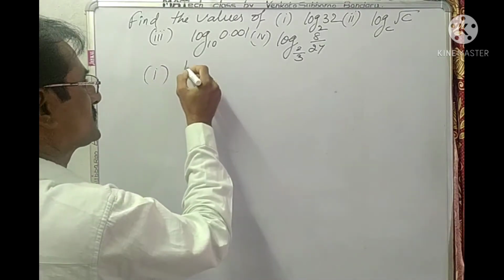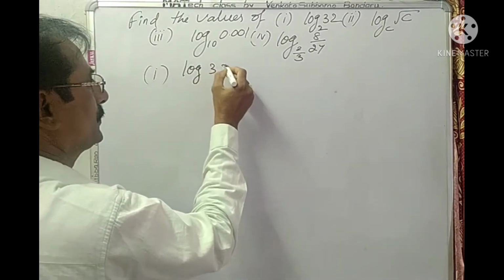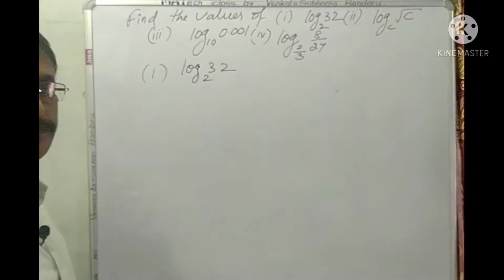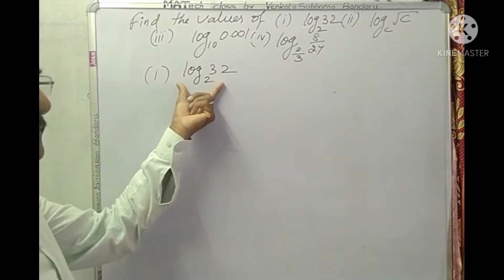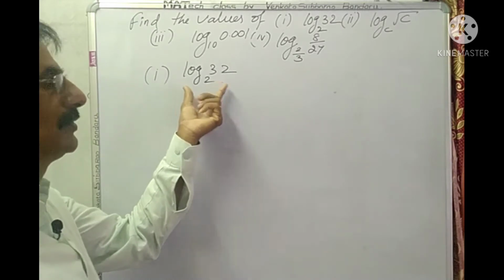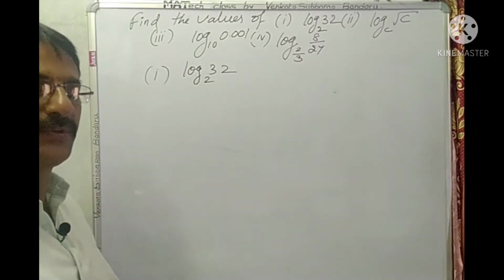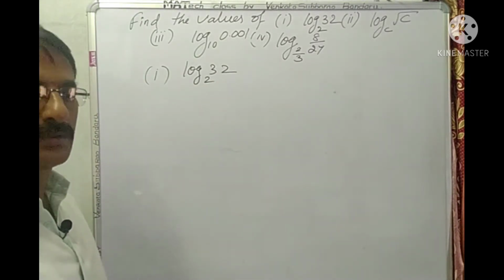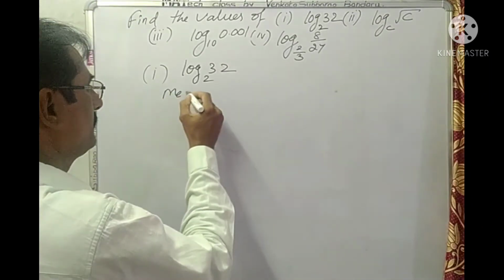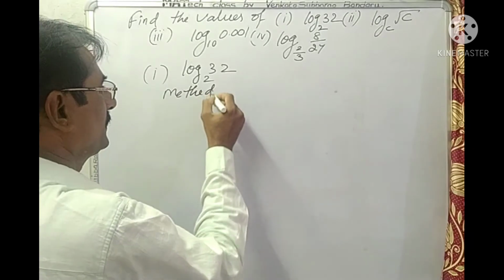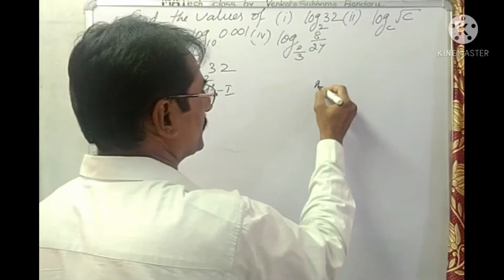The first one is log 32 base 2. To find the value of this one, we can follow different methods. Now I am going to explain 2 methods. You observe them. Method 1 and method 2.